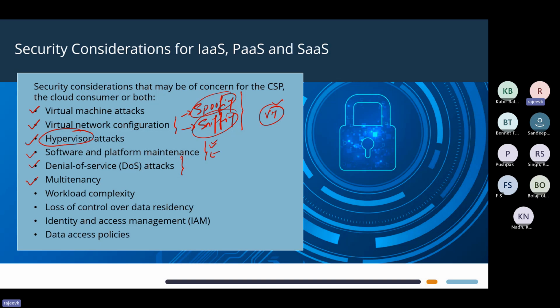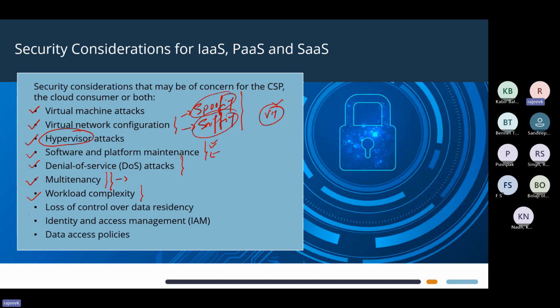Multi-tenancy is another concern we have, where multiple tenants are using the same services. You have to ensure that all the multi-tenant resources are isolated. So definitely it is the responsibility of the provider, but you also have to take care that all the data which is managed on the multi-tenant infrastructure is properly encrypted with your key, right? Workload complexity, like how your virtual machine is configured, right? The more complex the infrastructure, the tougher it is to secure.